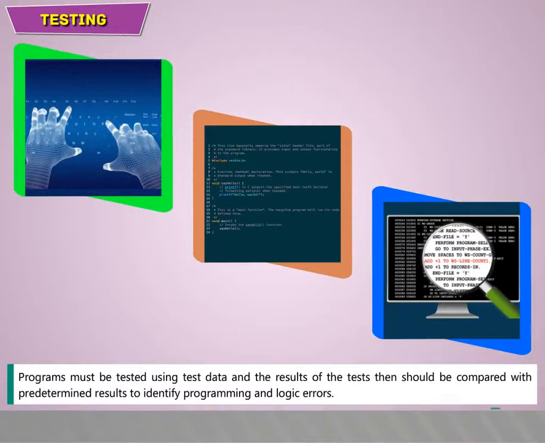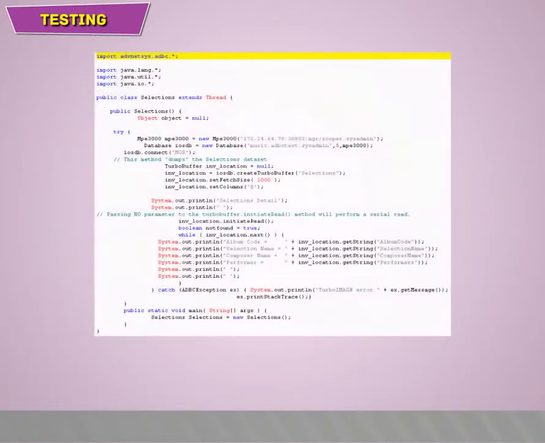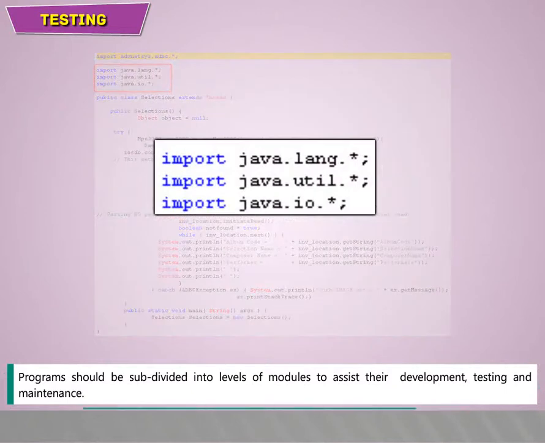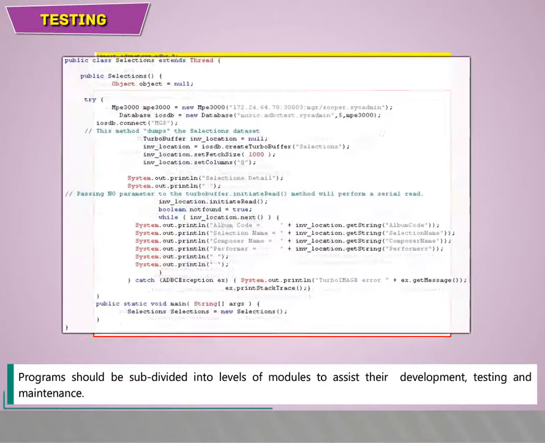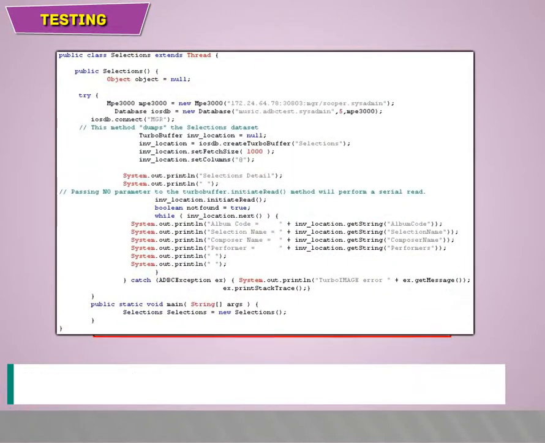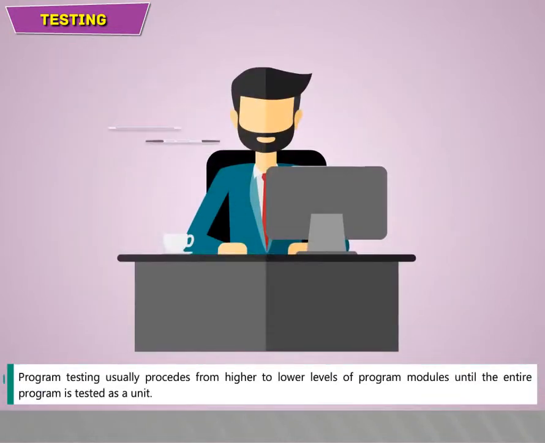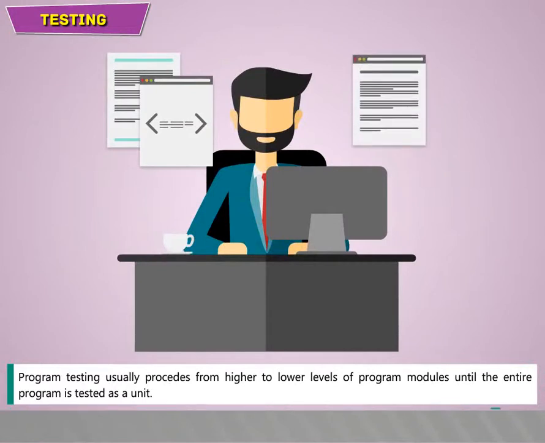Programs must be tested using test data, and the results of the test then should be compared with predetermined results to identify programming and logic errors. Programs should be subdivided into levels of modules to assist their development, testing, and maintenance. Program testing usually proceeds from higher to lower levels of program modules until the entire program is tested as a unit.